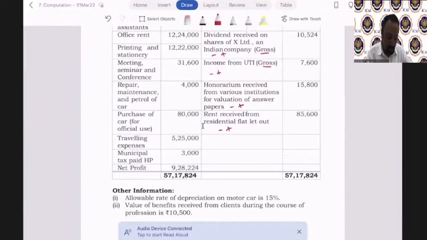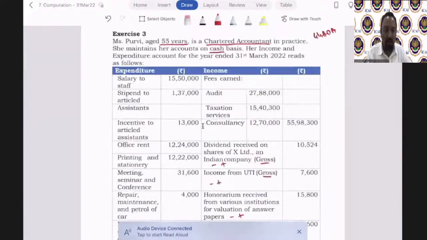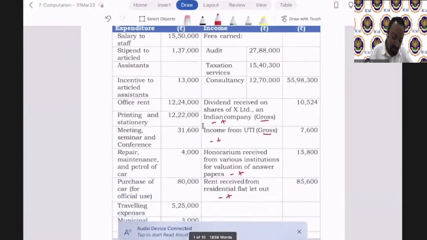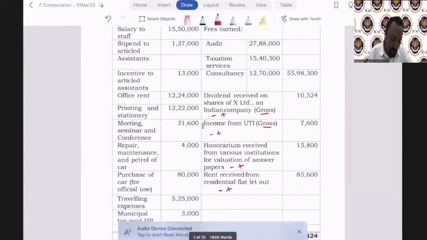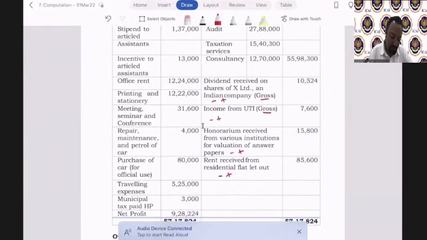Now we need to talk about expenditure. What are the things that are covered here? It is typically salary to staff, 15 lakh 50,000. It is your salary that has been paid. Stipend to articles 1 lakh 37,000. Incentive to article assistant 13,000. Office rent 12 lakh 24,000. Printing and all these are allowed, which is already provided in P&L, so you need not do anything.